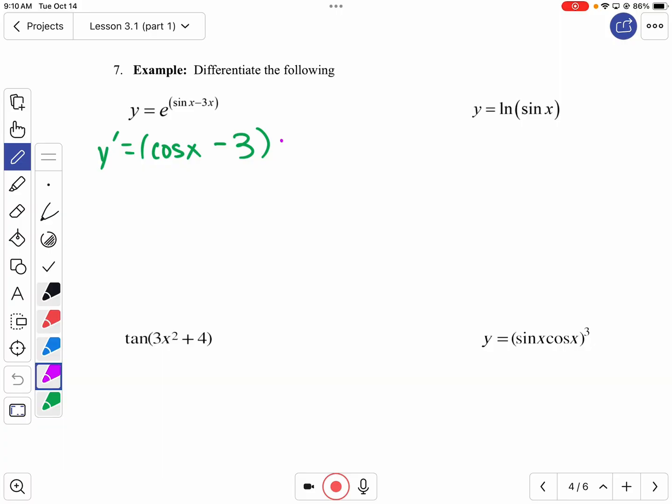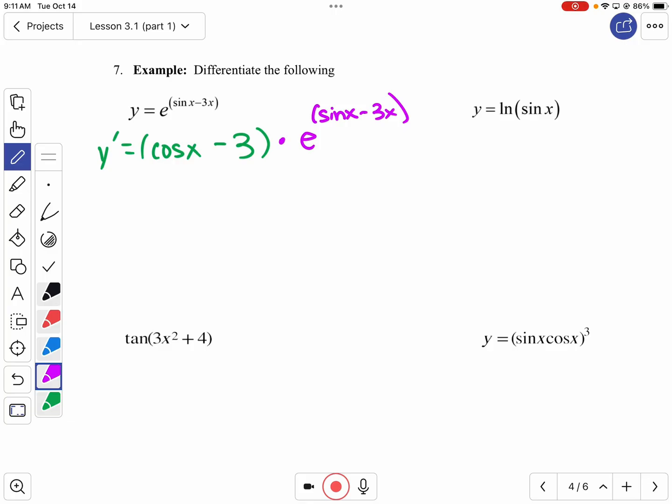Then we want to do the derivative of the outside. The derivative of the outside is e to something. What's the derivative of e to something? E. Derivative of e is e. We keep that inside stuff the same, so sine x minus 3x. There's really no simplification to that. They probably just wouldn't have the multiplication sign there, or the e would be in the front. So it's all pretty much the same.